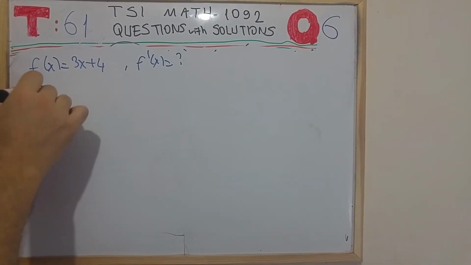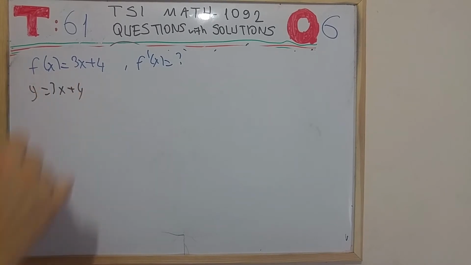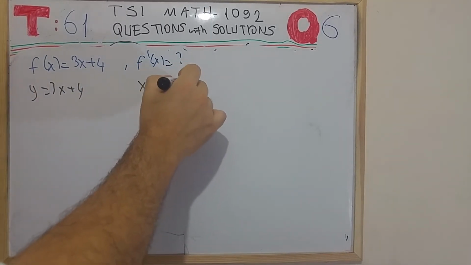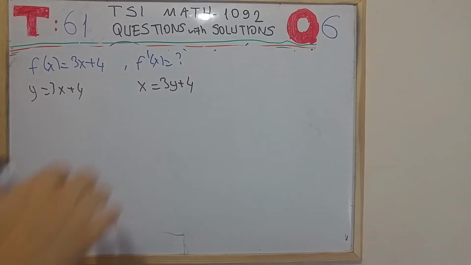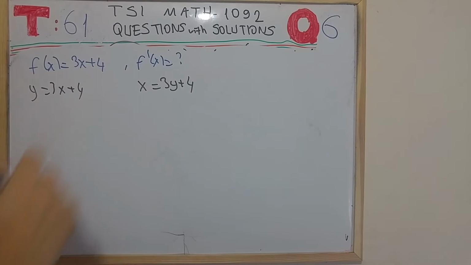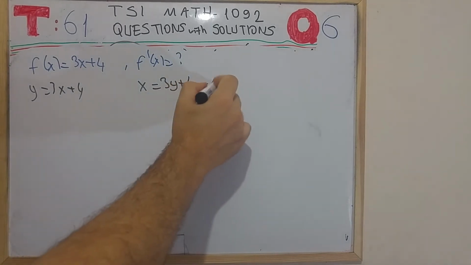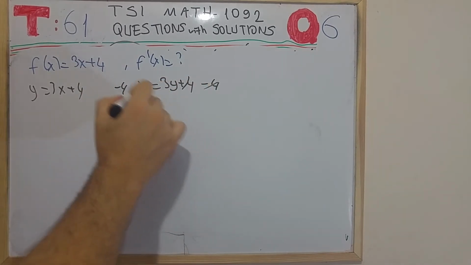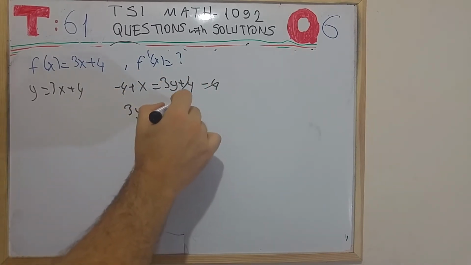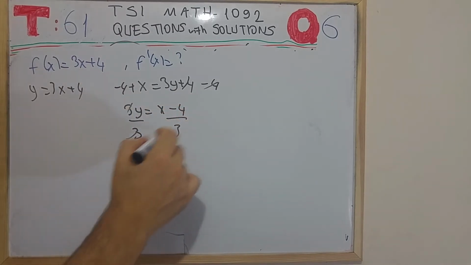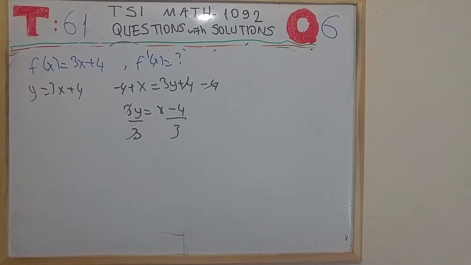If this function is 3x plus 4, the inverse of it would be x equal to 3y plus 4. So we have to solve for y to find it. What we have is we subtract 4 from each side. So 3y is equal to x minus 4. When I divide each side by 3, y is equal to x minus 4 over 3.